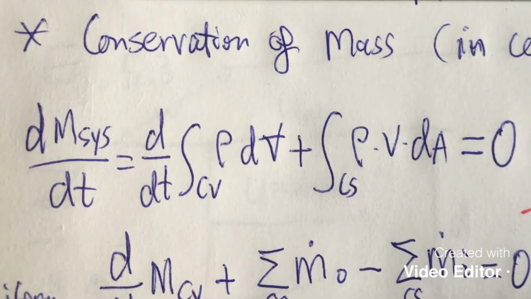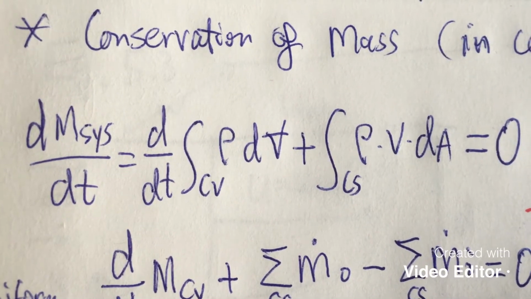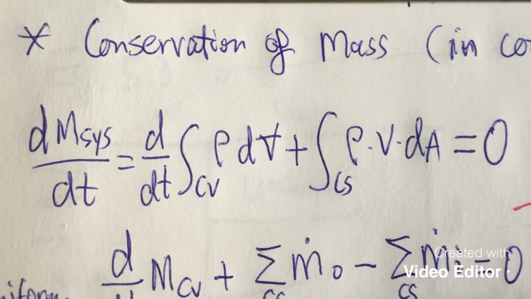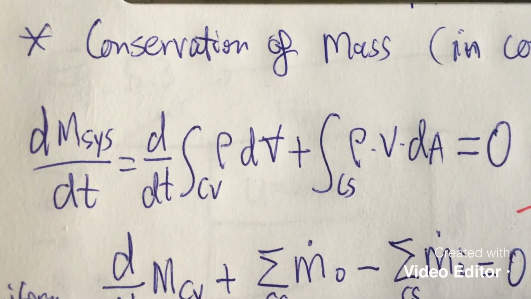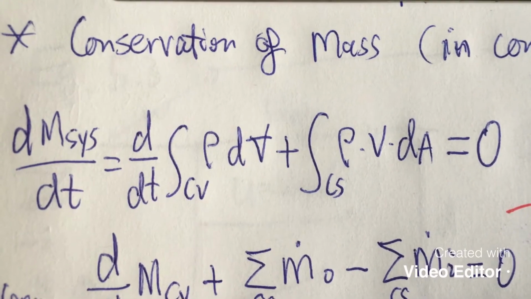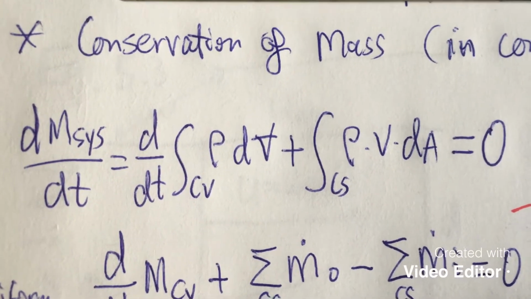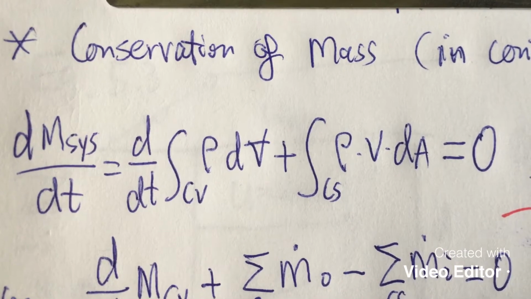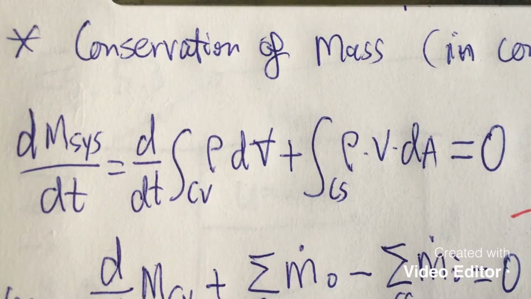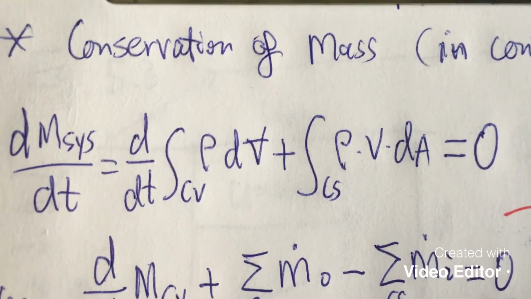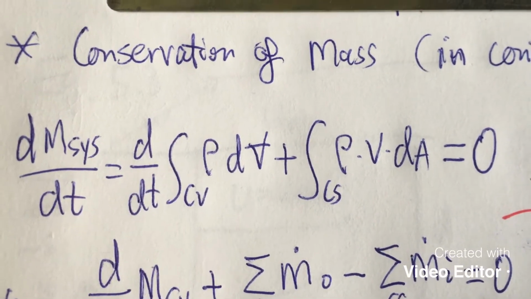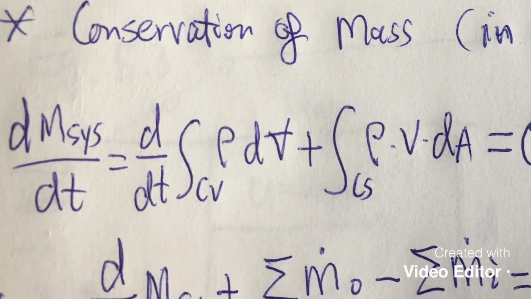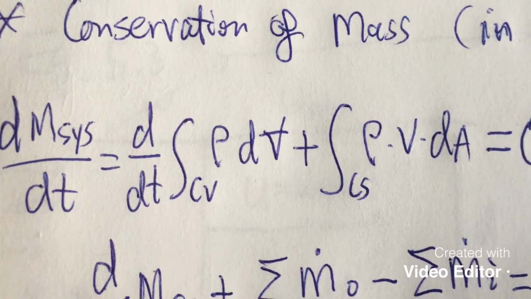But as we defined in the first class, a system is a quantity of mass. So in a certain system, the mass won't change. So dm_sys/dt should be equal to 0, right? It doesn't change. So dm_sys/dt equals d/dt of the integration of rho dV in the control volume. What does that mean? That's the total mass in the control volume.